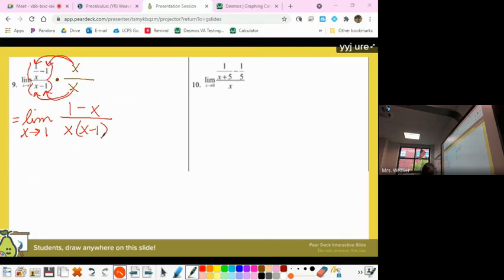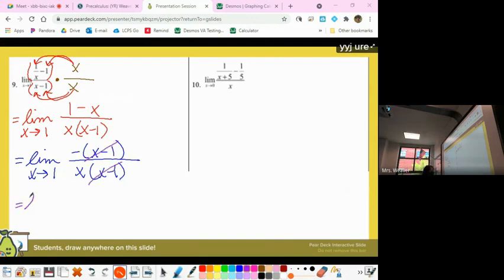Maybe keep it separate. Okay, but I still can't cancel yet because in the numerator I have 1 minus x, in the denominator I have x minus 1. But what if I factor out a negative in the numerator? If I factor out a negative in the numerator, that becomes x minus 1 over x times x minus 1. And now I can cancel. So that gives me the limit as x approaches 1 of negative 1 over x. Okay, and now I can substitute in.